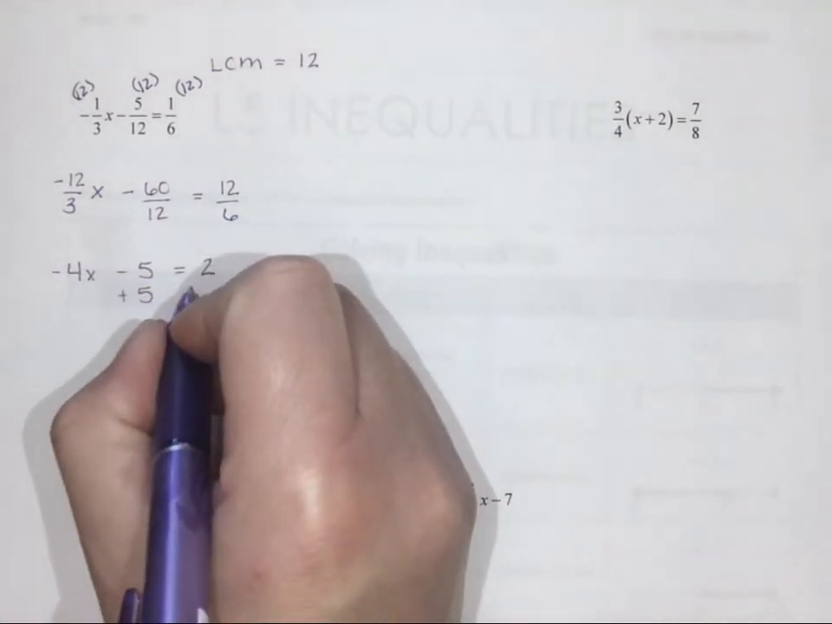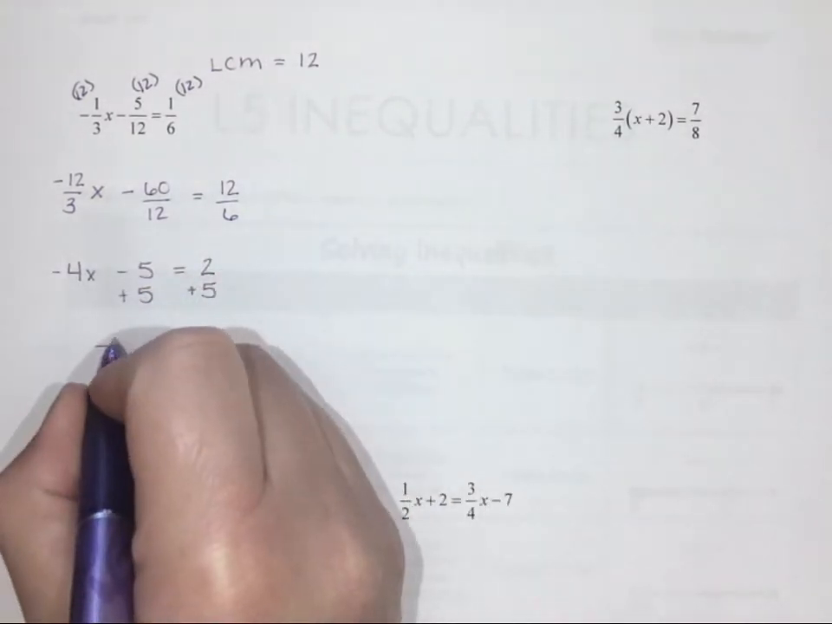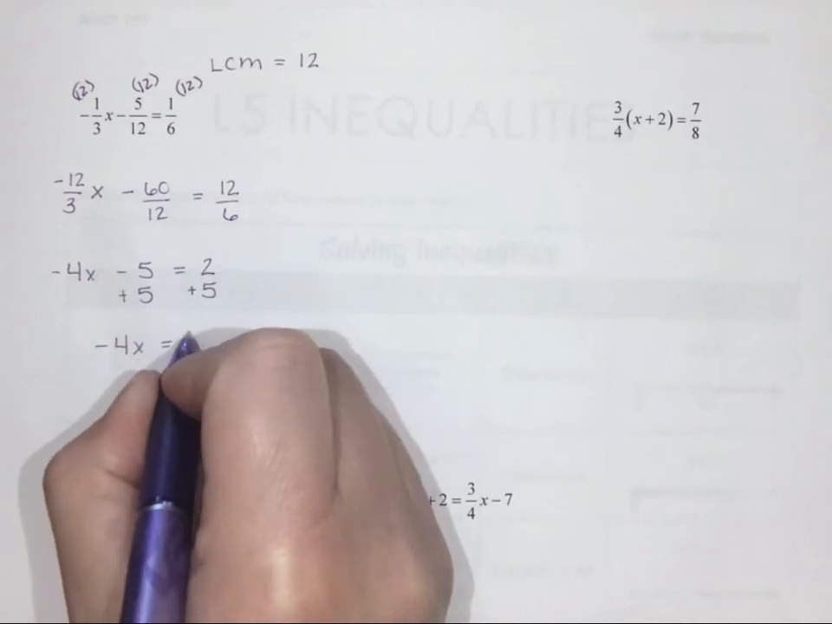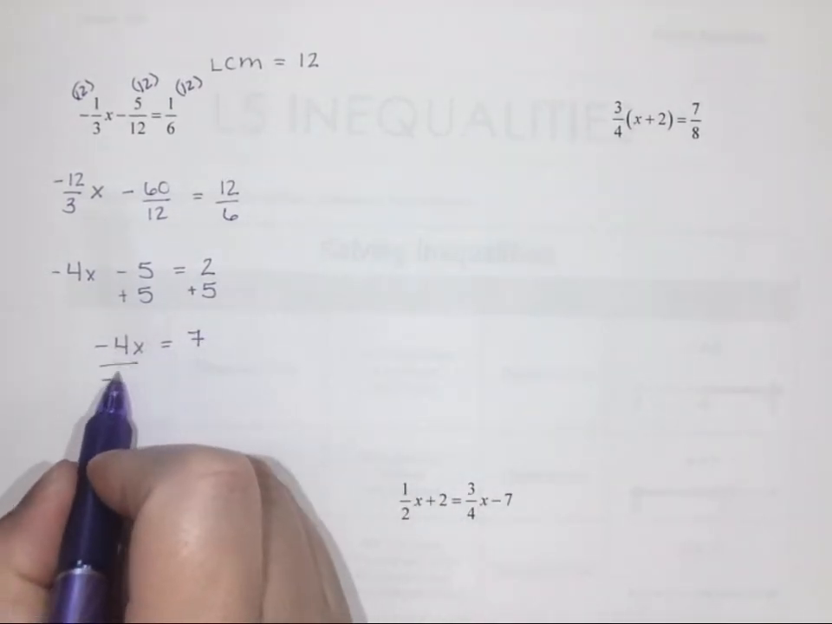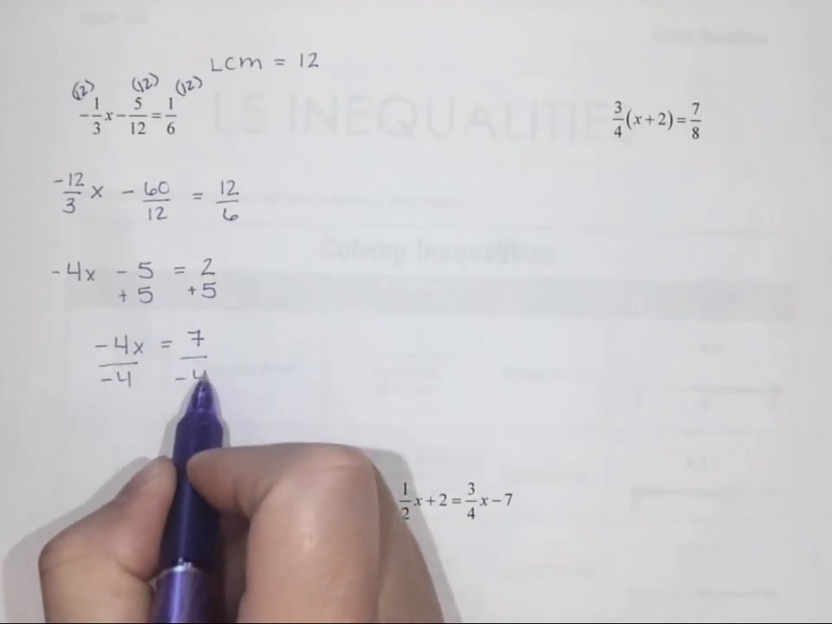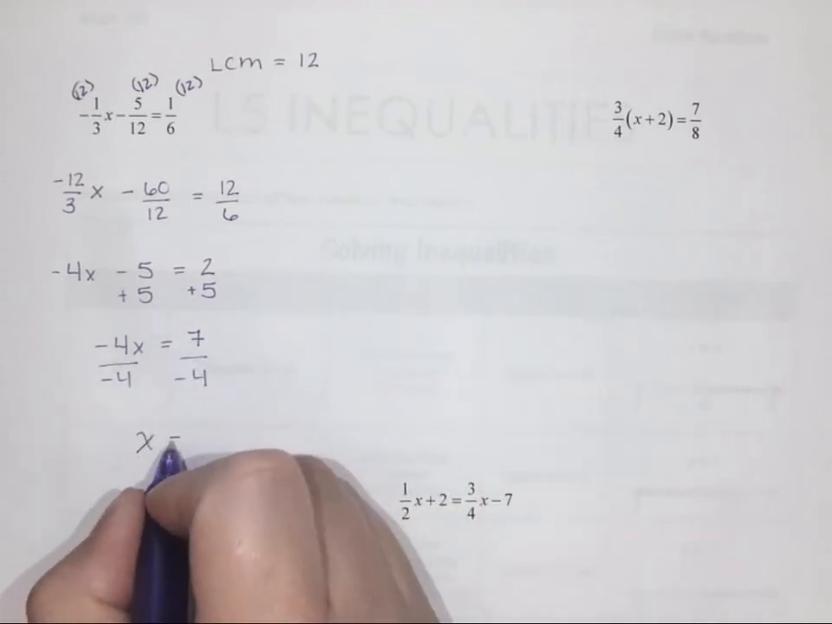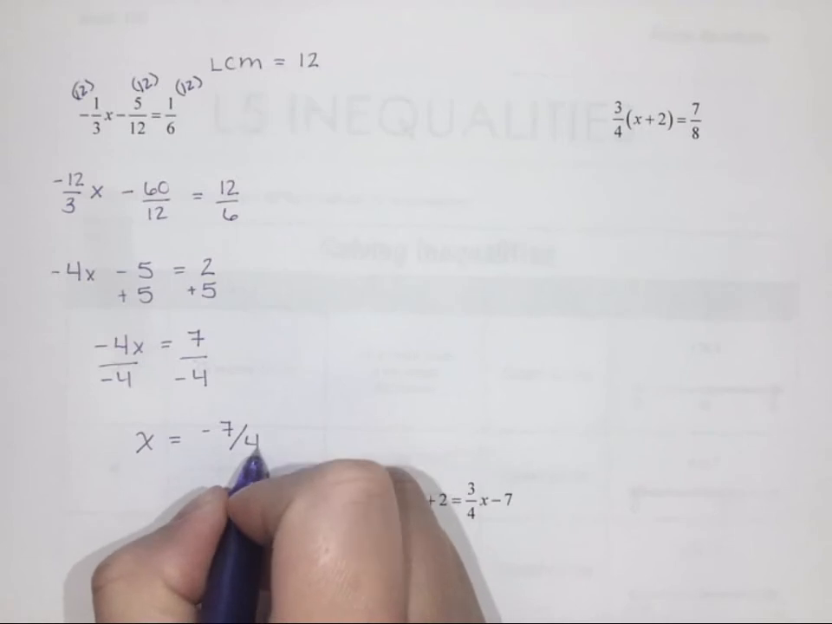So I'm going to add 5 to both sides. So I'm going to have negative 4x equals 7. I want to get x by itself, so I'm going to divide by the negative 4, divide by negative 4. So x is equal to a negative 7 over 4.